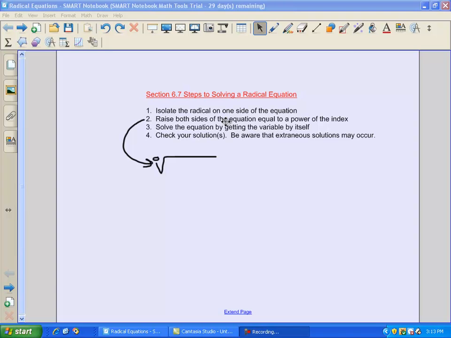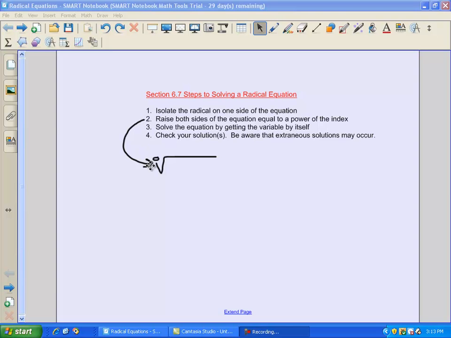of integer or even a decimal or fraction, should be moved over to the other side in order to get the radical by itself. It does not matter whether you choose the left or the right hand side of the equation. The second step here says raise both sides of the equation to a power of the index.